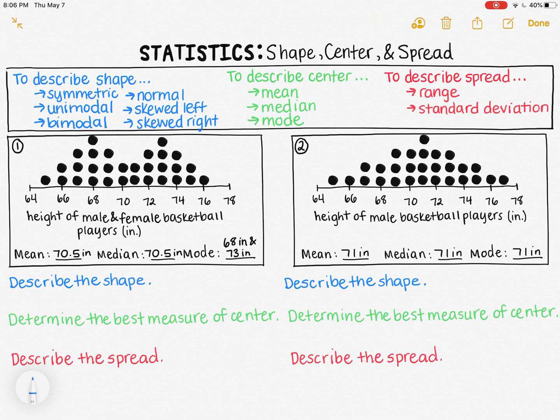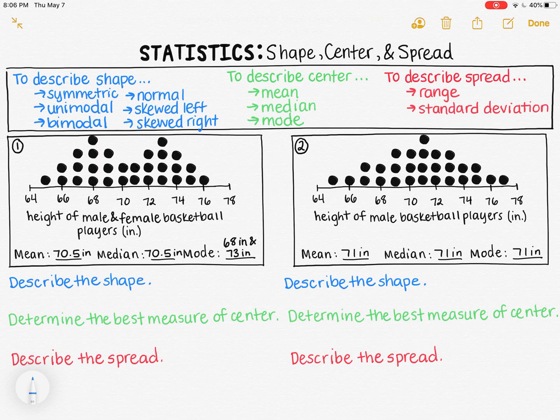In this video, I'm going to show you how to describe a data distribution using shape, center, and spread. At the top, I've listed some words that we will use to describe shape, center, and spread. I'll talk more about what each word means as we use them in each of the dot plots.